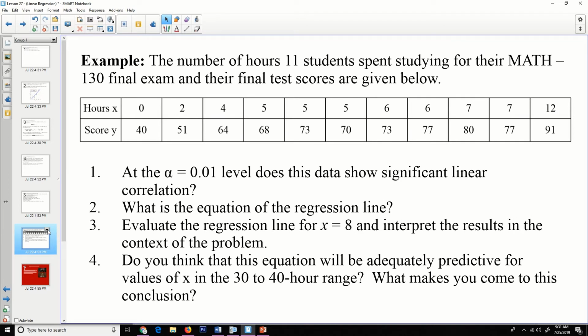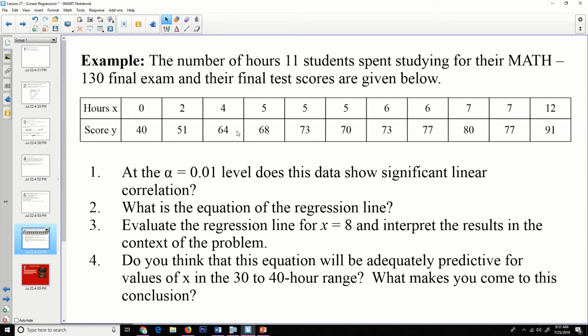All right, so my example for today, the number of hours 11 students spent studying for their Math 130 final exam and their final test scores are given below. And so we see that. And so my first question is, at the 0.01 level, does this show significant linear correlation? And then 2, what is the equation of the regression line? 3, evaluate the regression line for x equals 8 and interpret the results in the context of the problem. And do you think that the equation will adequately be predictive for x values in the 30 to 40 hour range? What makes you come to this conclusion?